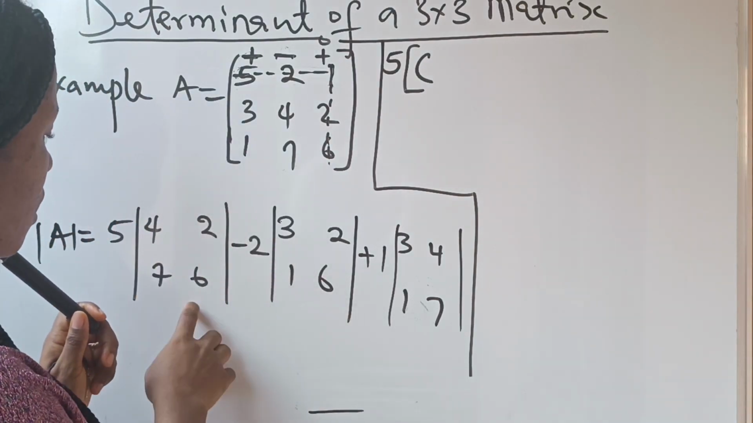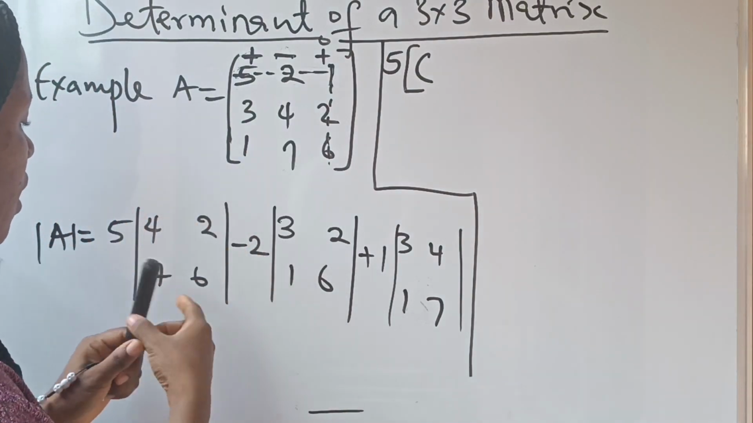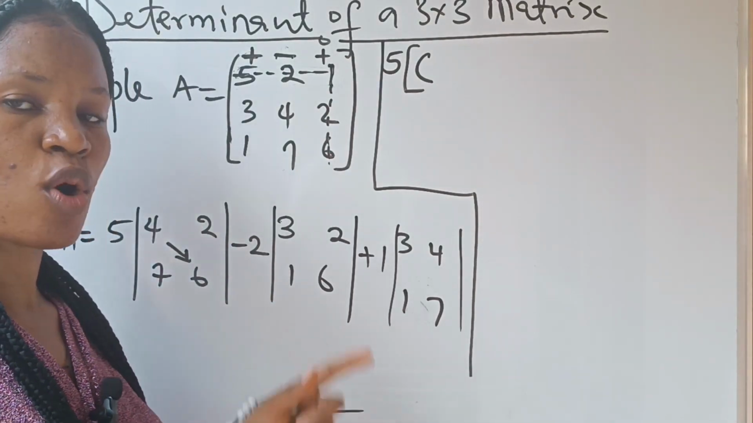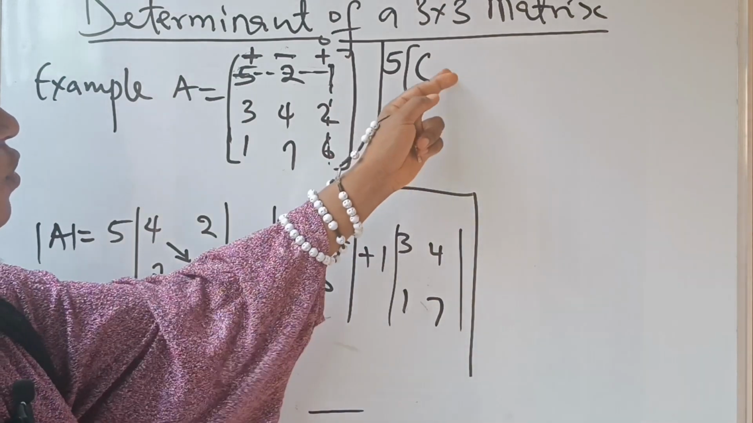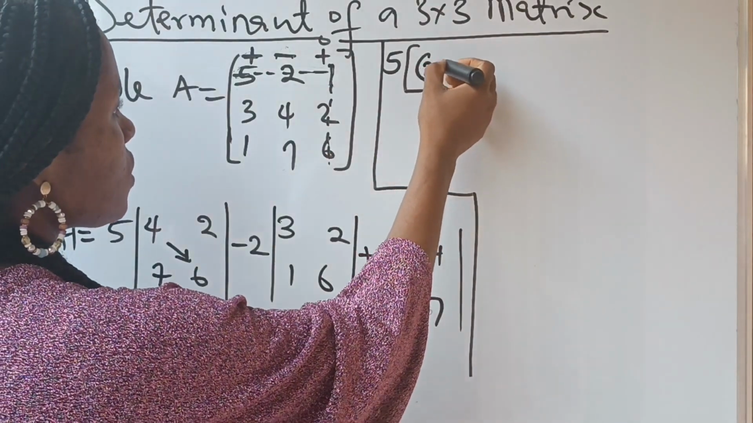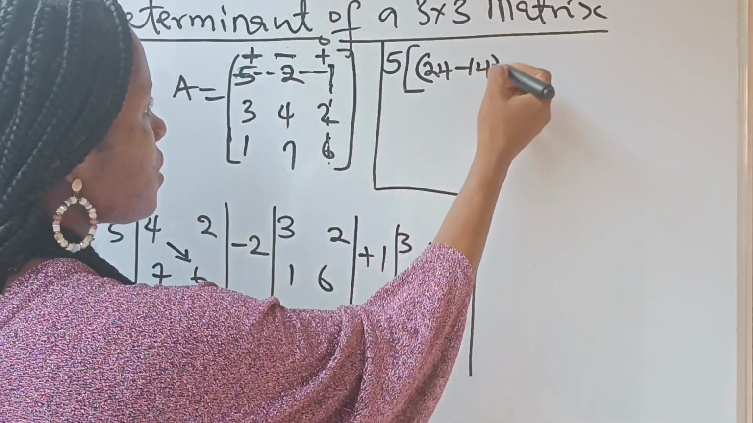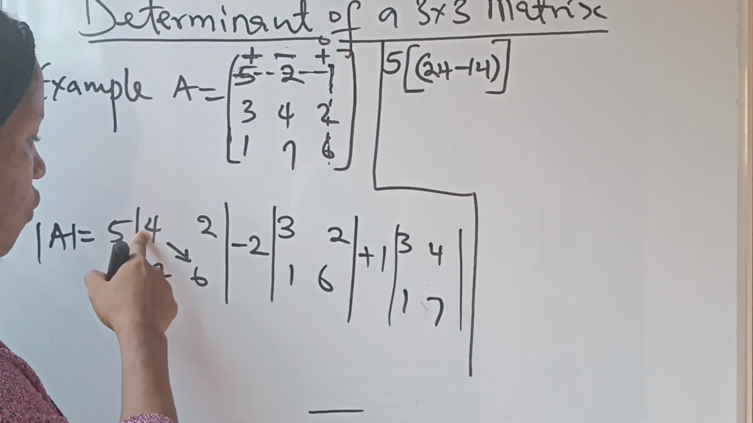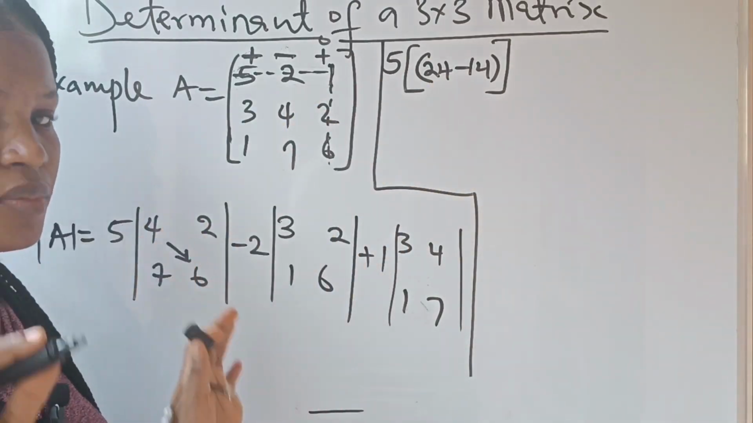When you have this, you have what is called the leading diagonal. Now, what is the leading diagonal here? This one. 4 and 6, they make up the leading diagonal. So how do you now use it to solve your determinant? You are going to multiply that first. 4 times 6 will give you 24, minus 2 times 7, which is 14. Very easy. The leading diagonal is 4 and 6, so 4 times 6 gives you 24, minus 7 times 2 is 14. Very easy.